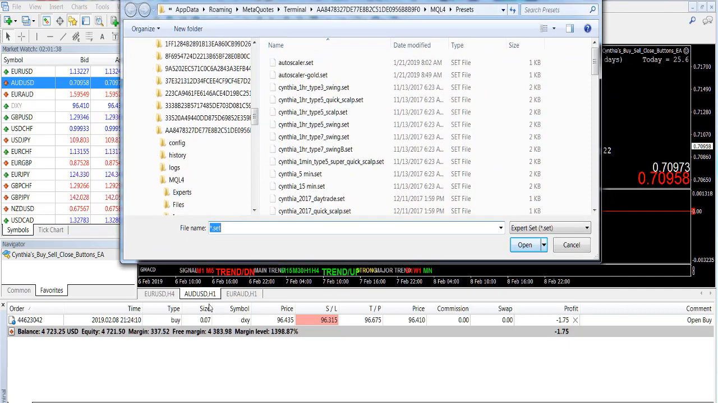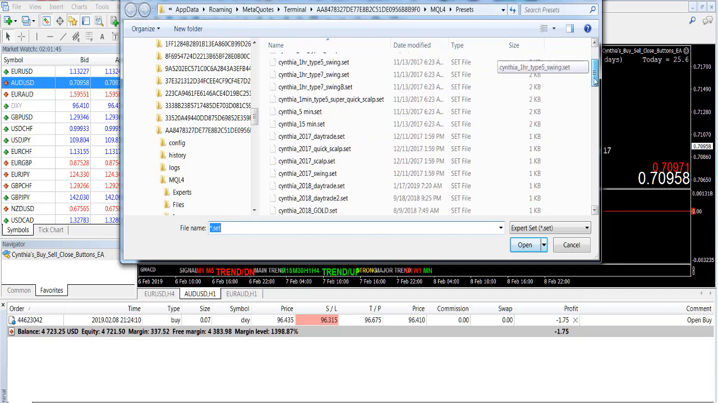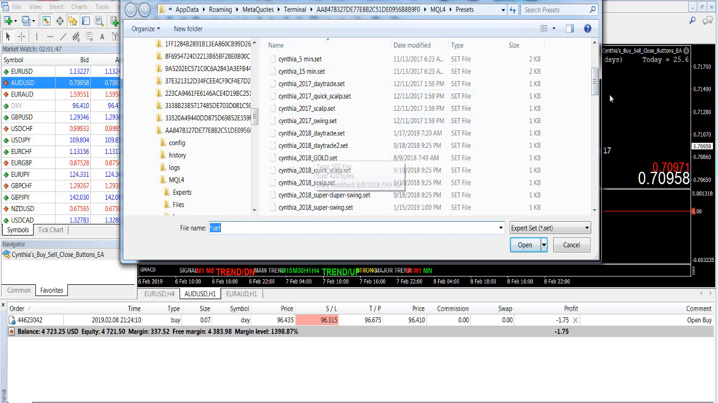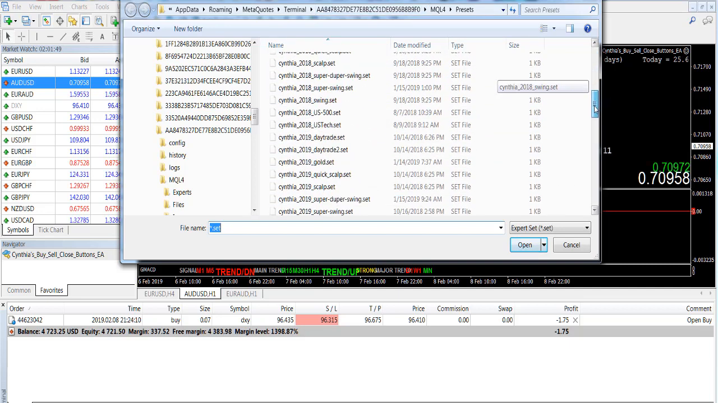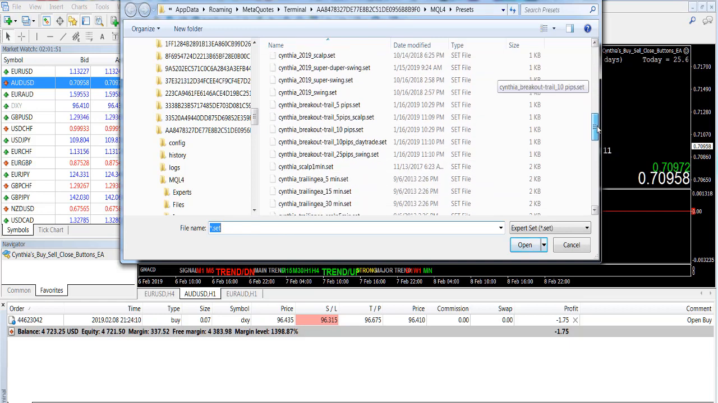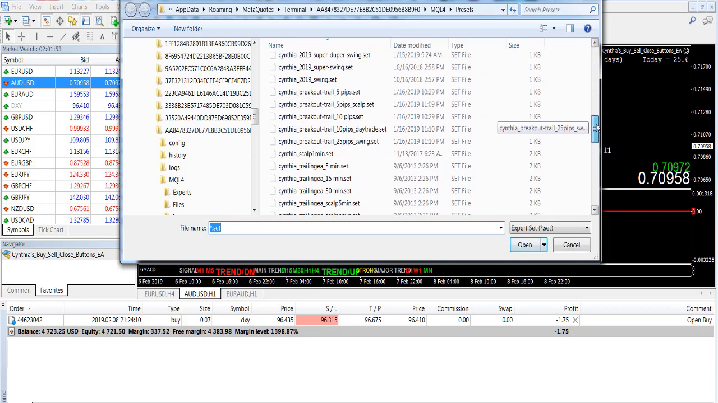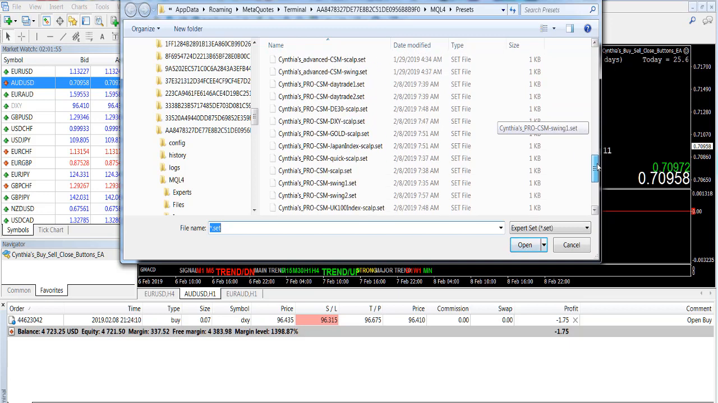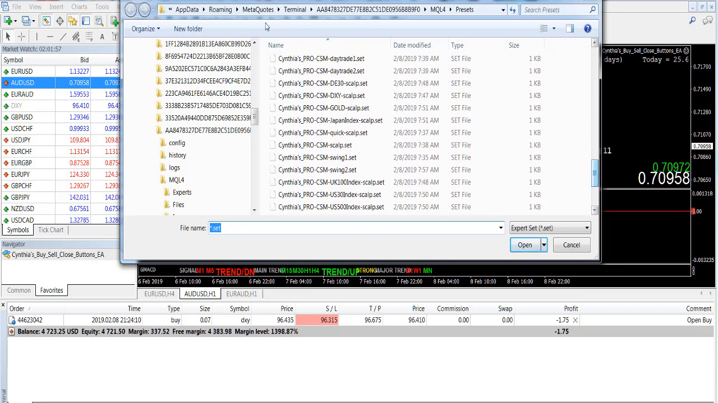Then decide how you're going to trade and what time frame you're in. This is a 1 hour time frame, and you'll see that I have a lot of preset files here. These are from previous trading systems, so just ignore all those. If you have any of my trading systems, you already have those preset files. But I've made new preset files for the Pro. This is the Pro currency strength meter template that comes with all of these preset files.